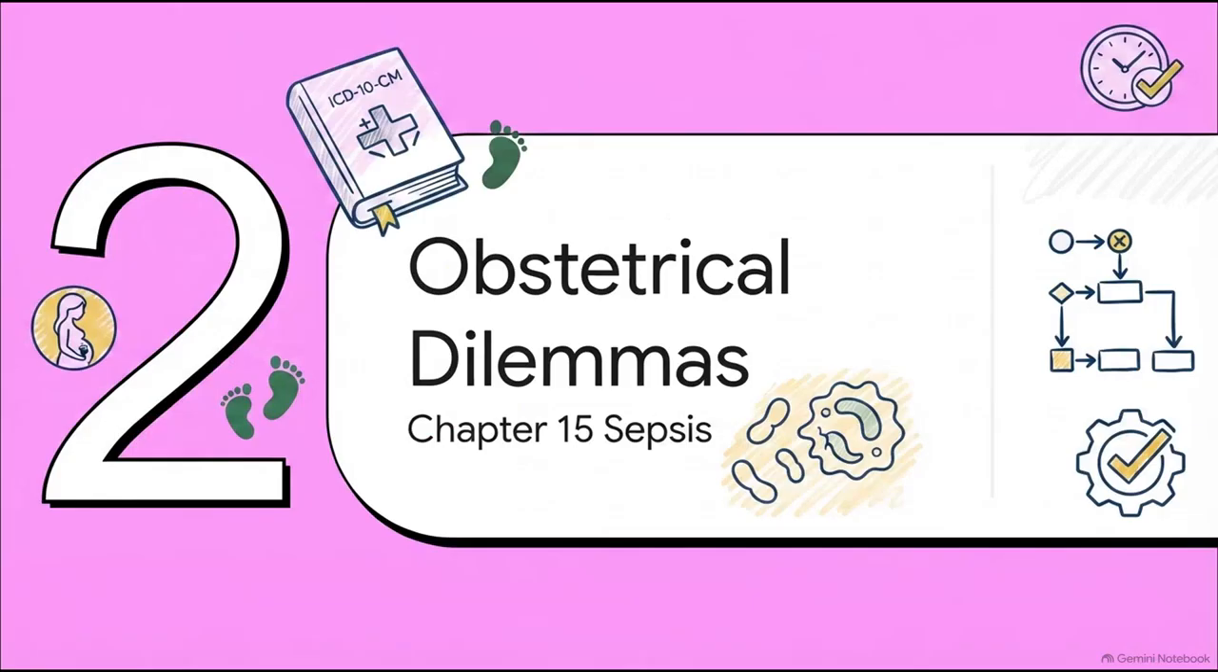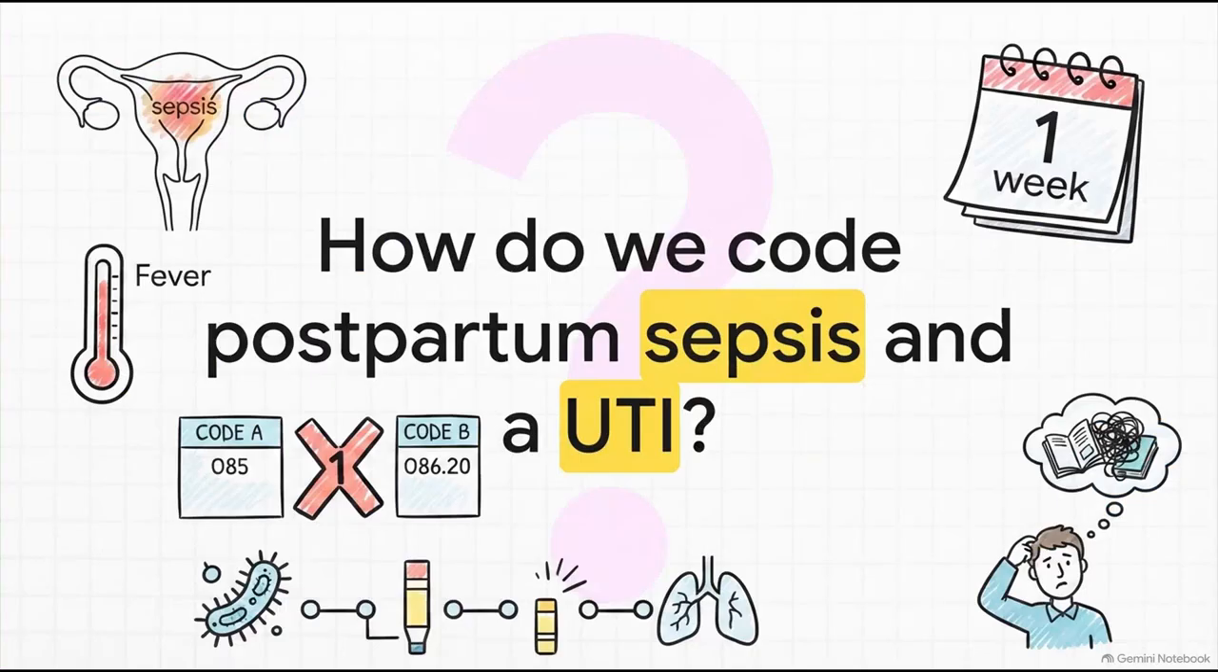Moving right along to Section 2, Obstetrical and Postpartum Coding Dilemmas, specifically looking at Chapter 15 sepsis complexities. Now, Chapter 15 codes for sepsis complicating pregnancy, childbirth, and the puerperium. They are notoriously precise and, frankly, pretty tricky. We're talking about codes like O85 for puerperal sepsis and O75.3 for sepsis during labor.